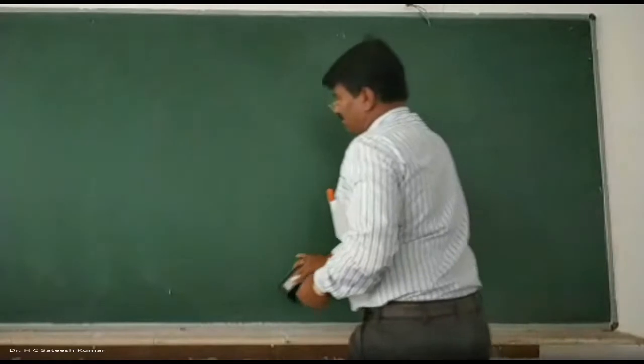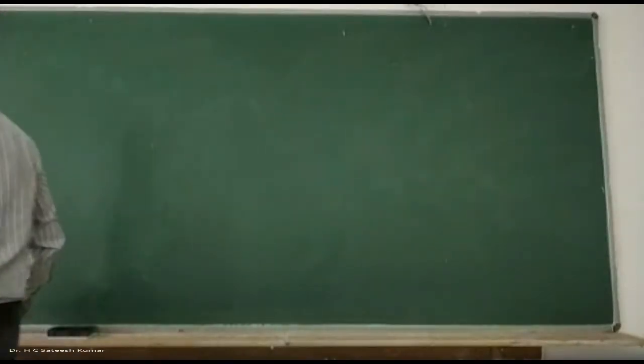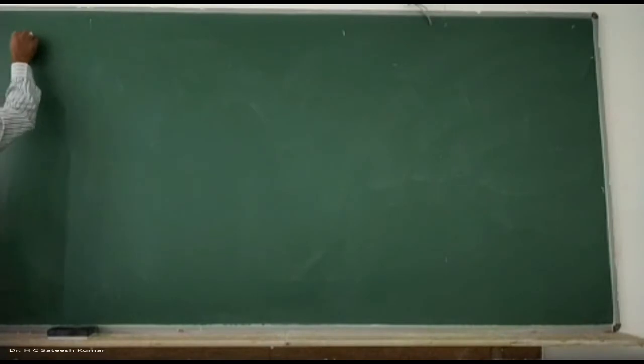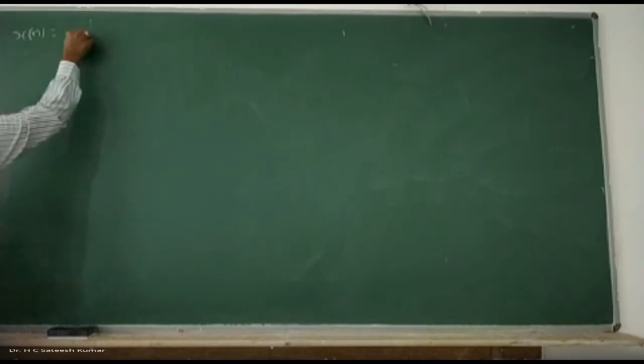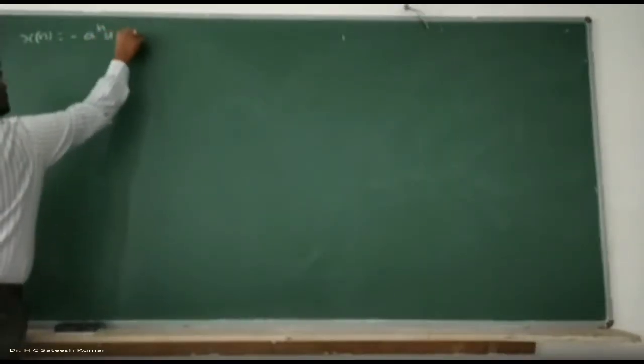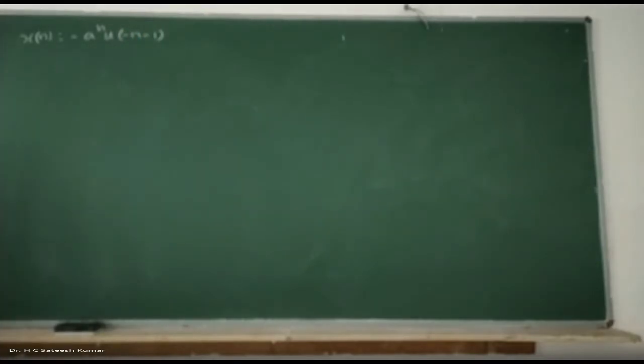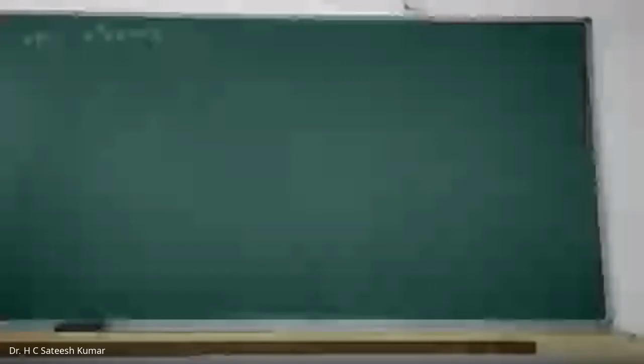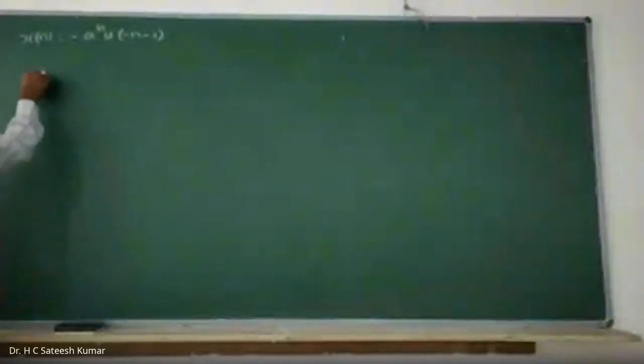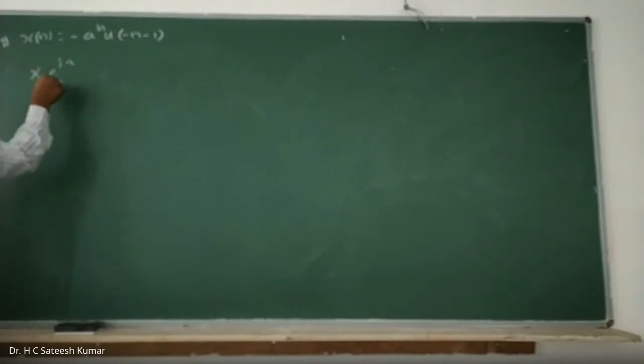Find the DTFT of x of n is equal to minus a to the power of n into u of minus n minus 1. Find the DTFT. You know this one. See, I'll give the shortcut also, how to remember this. But you have to do the DTFT. I'll tell you the answer later, right? How will you do that? By definition, what is this x of j? Find the DTFT. 4 marks question.